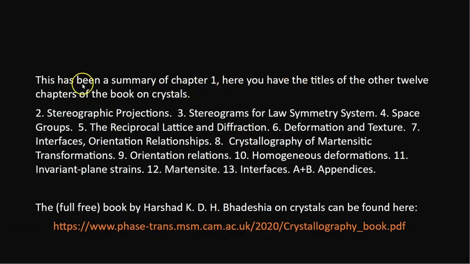Here you have the titles of the other 12 chapters in case you're interested. Stereographic projections, stereograms for low symmetry systems, space groups, the reciprocal lattice, diffraction, deformation and texture, interfaces, orientation relationships, crystallography of martensitic transformations, orientation relations, homogeneous deformations, invariant plane strains, martensite interfaces, and there are some appendices.